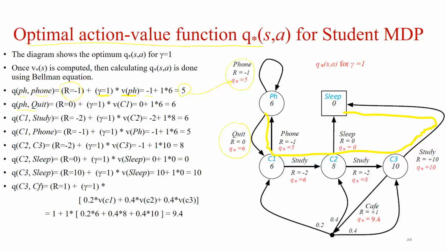If I consider this one as well, I am going through the quit action from the phone state. So this will be the reward, which is 0, plus the discount factor multiplied by the destination state value, which is 6, and this makes the value equal 6. So you can run through all of them and determine these optimal action values.